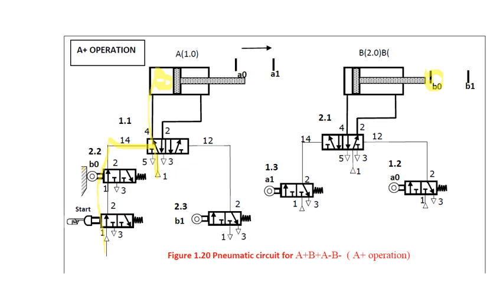When it moves forward, it hits the A1 signal. That one we'll see in the next slide.